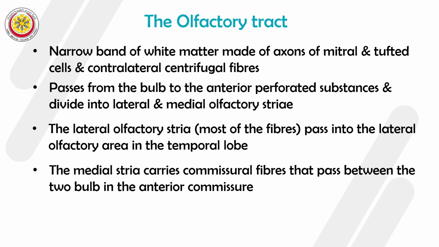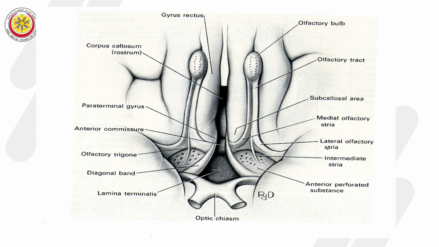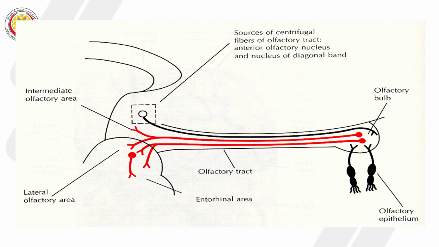I'm also not going to go into this. Let me show you here. This is the bulb. This is the tract. The tract has two types of fibers. Some of them go to the cortex directly, the olfactory cortex. Some cross to the other side. It's a decussation. You will learn about it with olfaction.